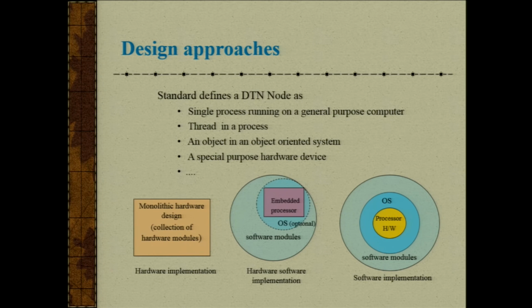And the next implementation is a hardware-software implementation, where we can see an embedded processor, and all the protocol functionalities are built as software modules. An operating system is optional in this model. And the third one is a software implementation where general purpose processor hardware is used, like a single board computer, and on top of the OS the software modules are built to realize the protocol functionalities.